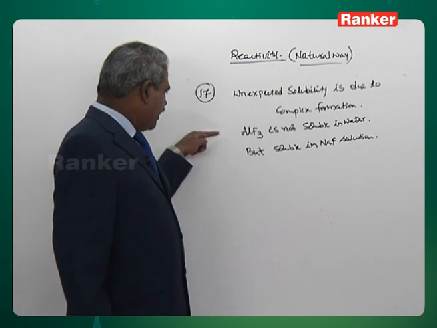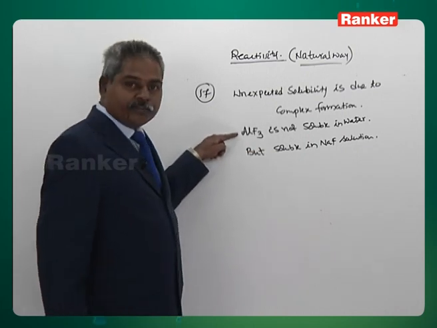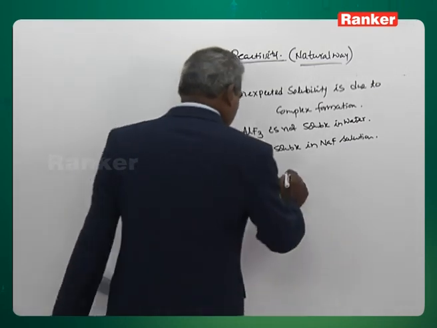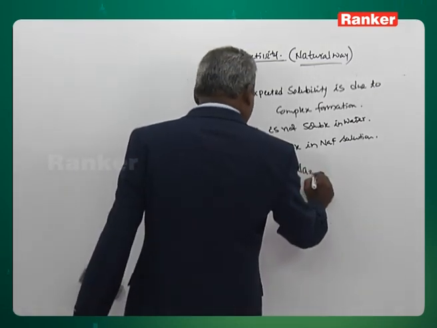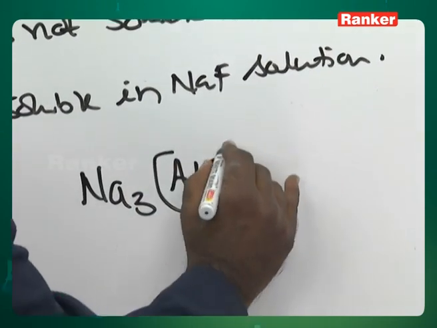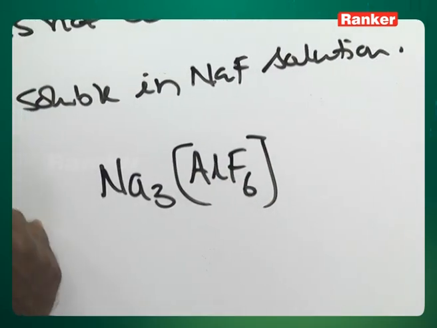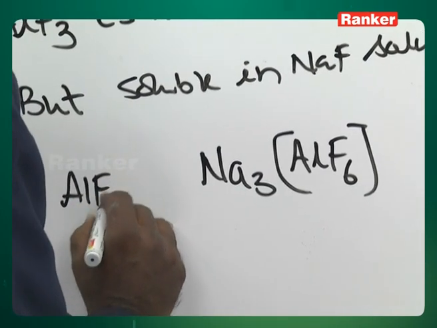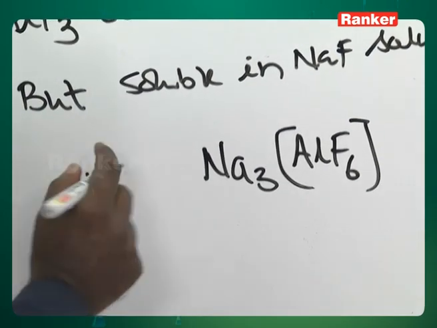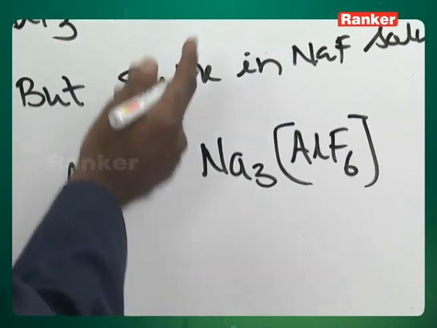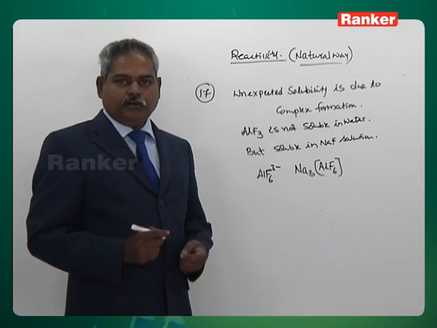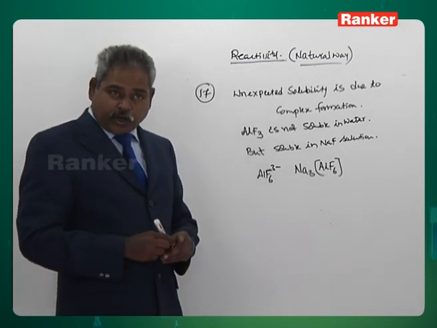F minus donates a pair of electrons to aluminium and it forms a complex. And the complex is called Na3AlF6. Suppose the molecule AlF3 becomes AlF6 3 minus, it's ionic. So this is sodium ion, AlF6 3 minus ion. Ion itself means soluble. Complexes, complex ion.